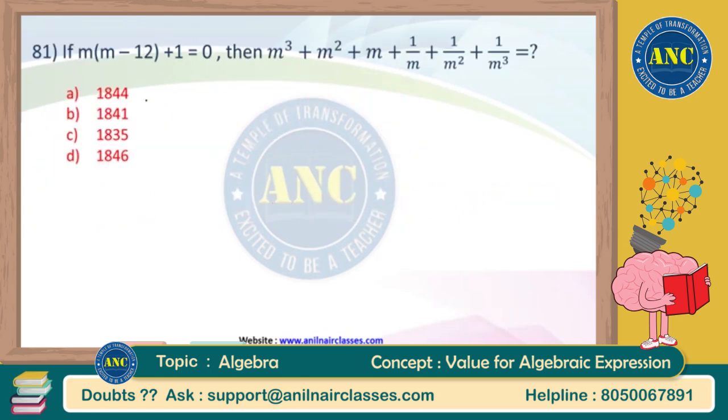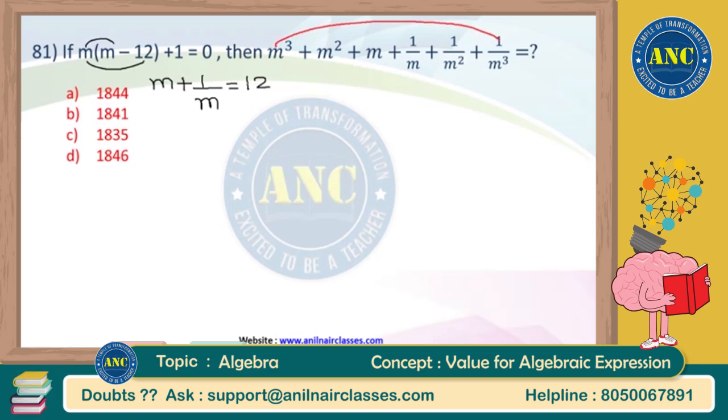Question number 81. Very easy question sir, not at all a difficult task. m into m minus 12 plus 1 equal to 0. See, you should always try to do it in your mind itself. m square minus 12m plus 1 equal to 0. That means from that I can write m plus 1 by m is equal to 12, shifted to the left hand side, it becomes plus 12. Very easy. Now if you try to group it in a proper order, your job is done. m cube plus 1 by m cube.